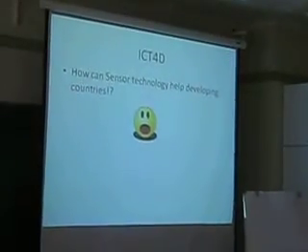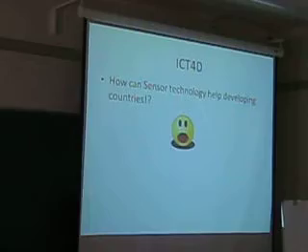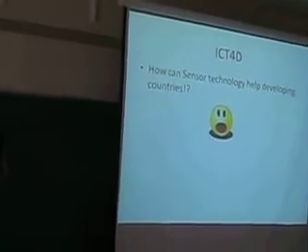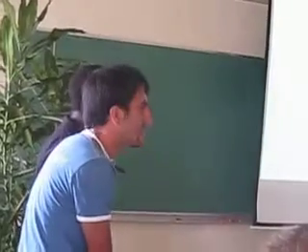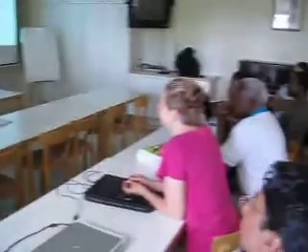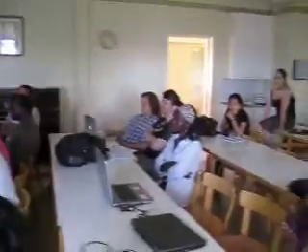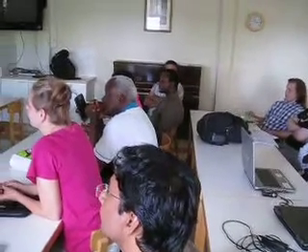But the main thing is ICT4D. So how can we use this technology in ICT4D? I don't know, does someone have any idea about it? We were thinking maybe we can also discuss it. If none of you have any idea now how you can use this technology, which we introduced very briefly, in the developing country, any idea?